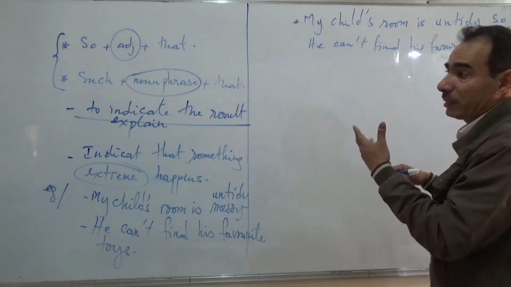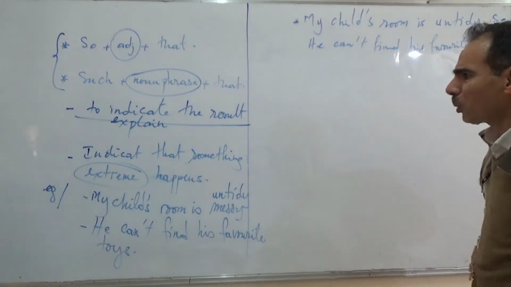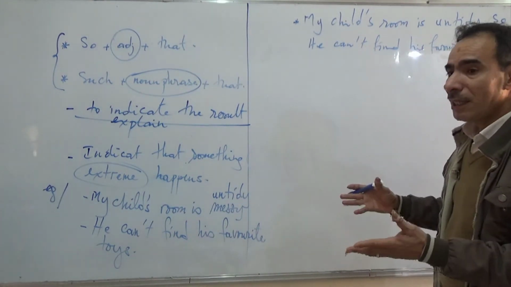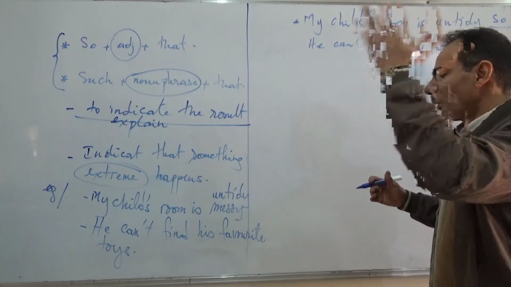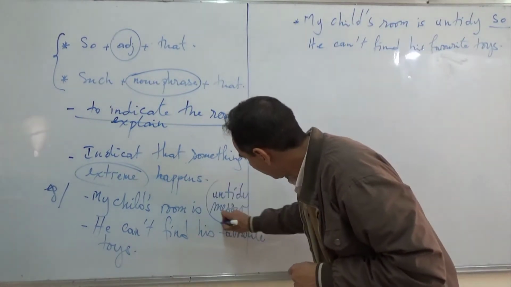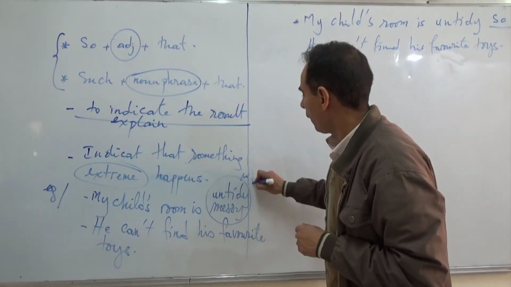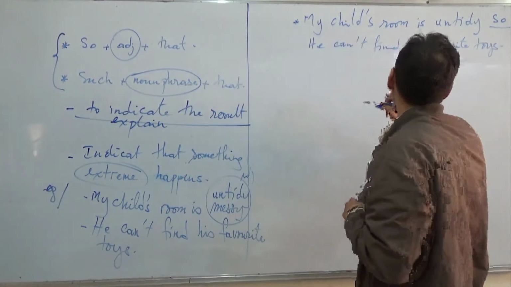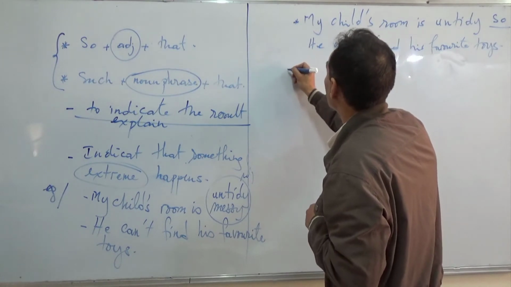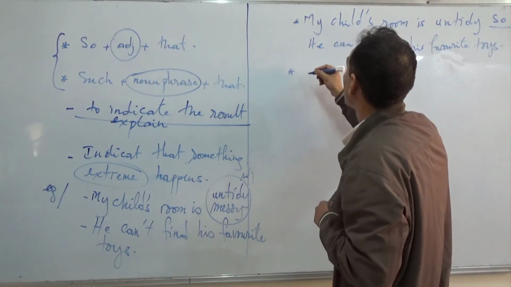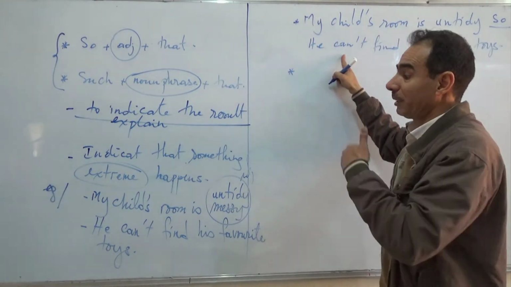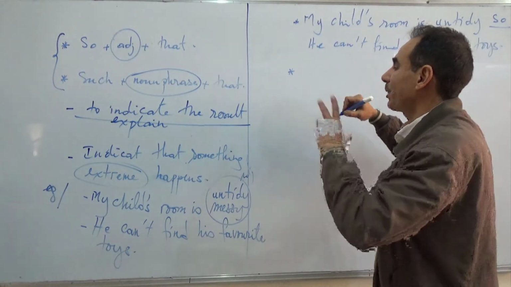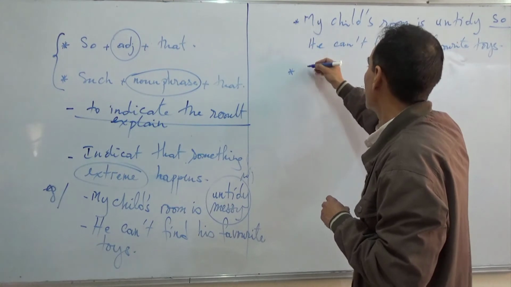But if I want to express it a different way, the mother is so upset that she says, your room is untidy? No, more than untidy, it is so untidy. Here we have untidy or messy, an adjective, so we use this structure: so plus adjective and that. The same example, but expressing the result differently, and also indicating that something extreme is happening.